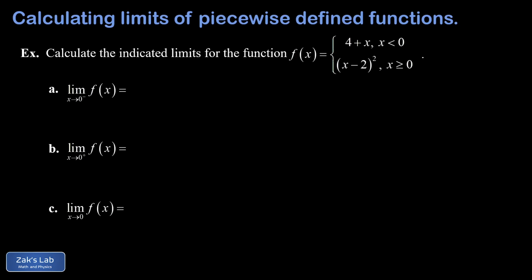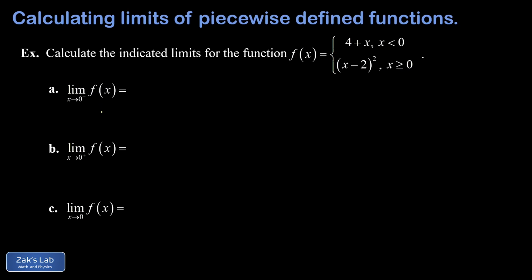So in our first example, we're given this piecewise defined function f of x. And it follows the rule f of x equals 4 plus x when x is less than 0, in other words, negative values of x. But it switches to the rule f of x equals (x minus 2) quantity squared when x is bigger than or equal to 0.